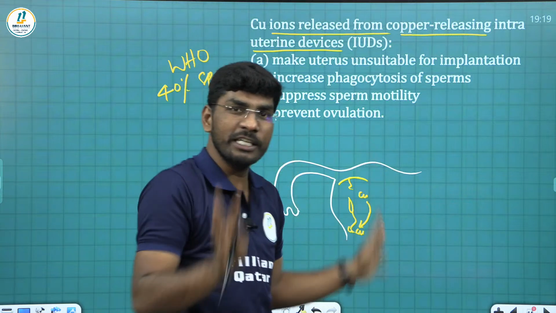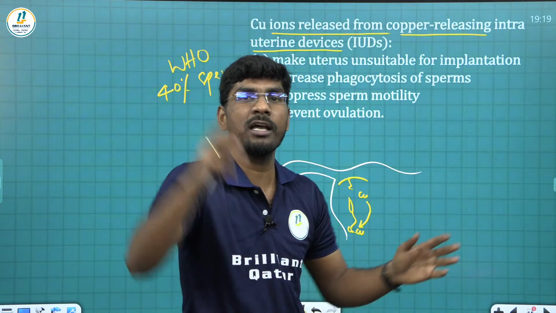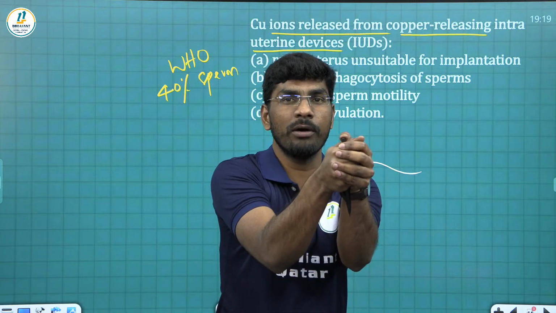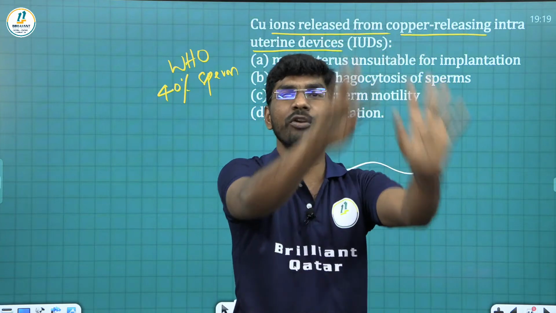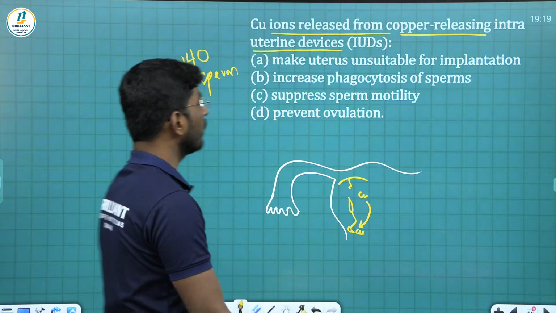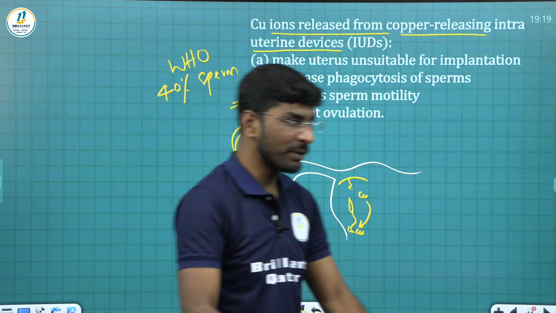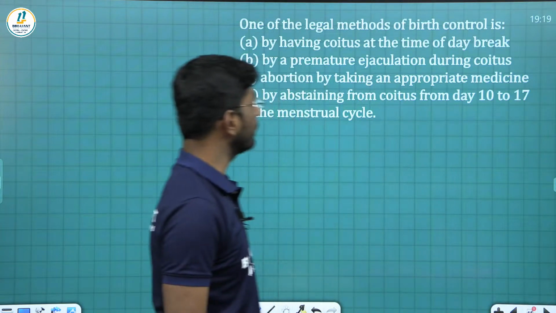But what happens if everything is fine, the sperm is good, everything is good, but the woman is using this type of IUD? All the copper ions will go and touch the tail part, so the sperm could not properly move. That's how they suppress the movement of sperm motility. So we can go with option C as the right answer. Simple, very good.